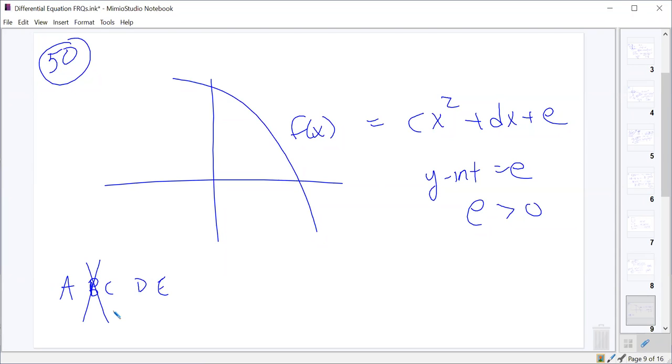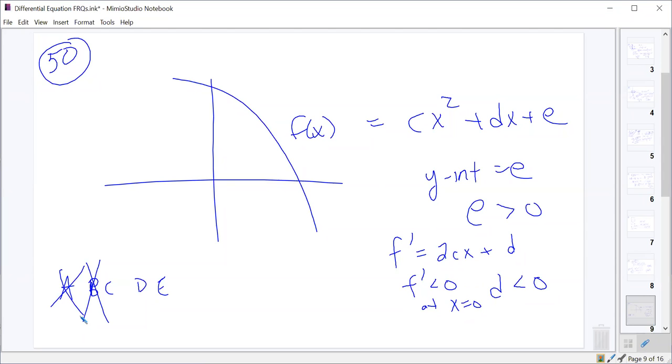Next thing is this function is decreasing. So let's take a look at f prime. The derivative is 2cx plus d. If we look at, let's say, x equals 0, the derivative should be negative because this function is decreasing. The slope is negative there. And so at x equals 0, that'd be d. So d must be less than 0 because f prime is less than 0 at x equals 0. So d has to be less than 0, which eliminates choice A.